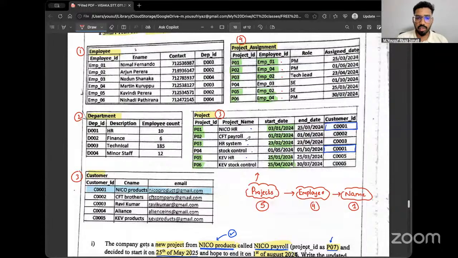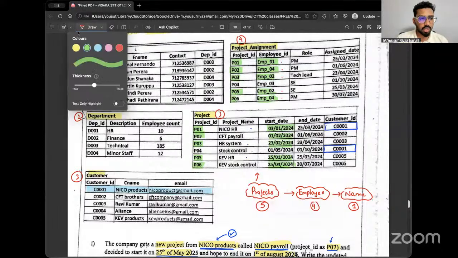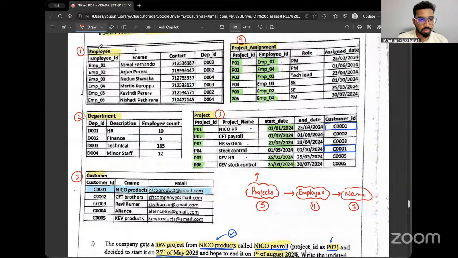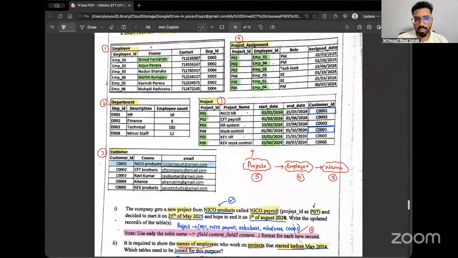So if you want to figure out the names of the employees, that's basically 1 to 4. The answer is basically 1 to 4. One of the employees was Nimal, another employee was Arjun, another employee was Martin. These are the people who worked on the projects that started before May 2024.